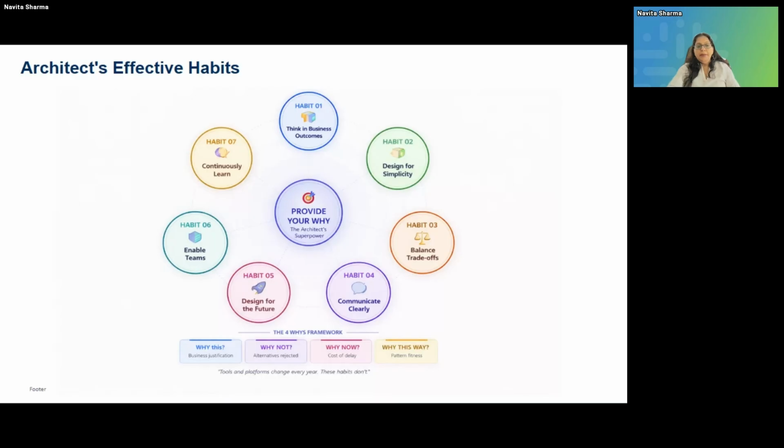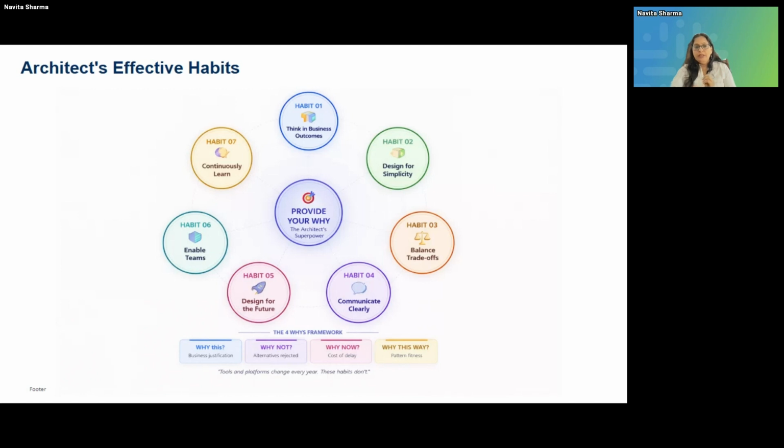Then we have enable teams. We talked about enable teams being kept separately because it is a little bit more touchy. It's about ensuring that what you have designed is implementable or implemented and providing the right value to the business.